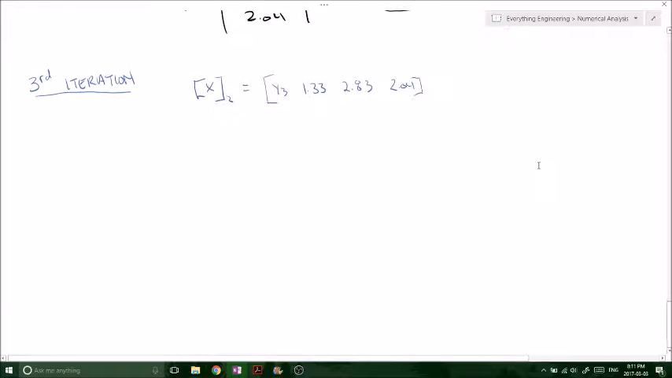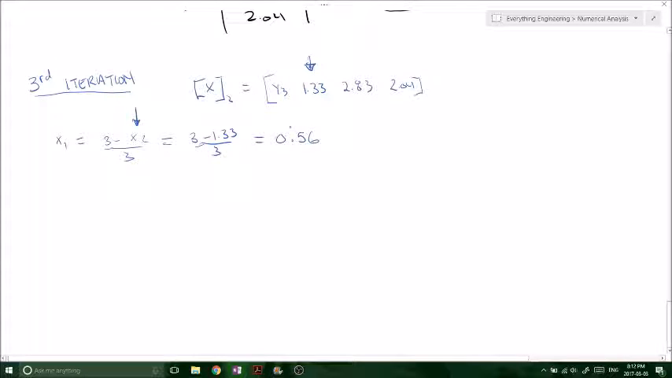So now we know our x from our second iteration was 1/3, 1.33, 2.83, 2.04. Now we need to solve for x1 for our third iteration. If you remember, this equals 3 minus x2 over 3. And we know from this method that we have to put the most updated value that we have into x2, and that happens to be 1.33. 3 minus 1.33 divided by 3 gives us an x1 of 0.56.